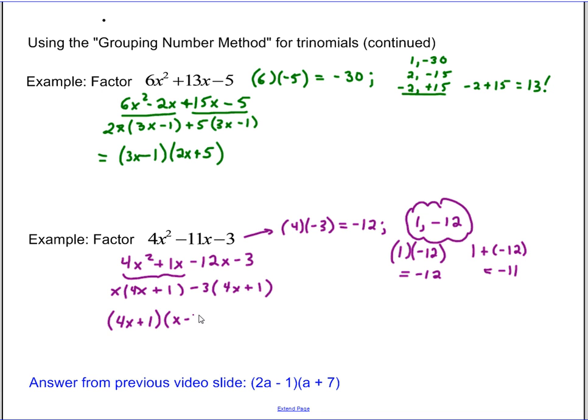And so the direct factorization right here, you can check by using the FOIL method. 4x plus 1 times x minus 3 is exactly what we wanted, and that's our grouping method.